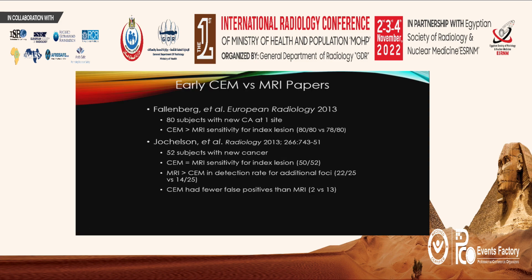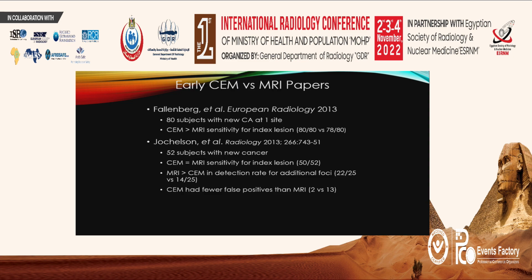So this was studied systematically by a number of authors and has continued to be, but the early papers were really these two. And in both these cases, they took patients with a known cancer and did both MRI and contrast mammography on them. And the Fallenberg paper had 80 subjects, and the sensitivity was actually higher for contrast mammography than for MRI for the index lesion. Contrast mammo found all 80 out of 80, whereas MRI found 78 over 80. That difference is not significant.